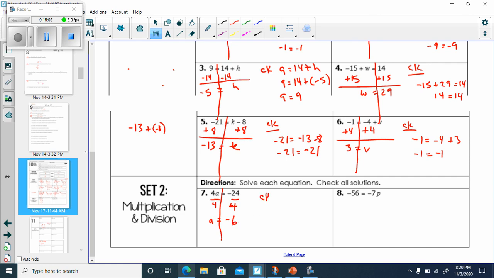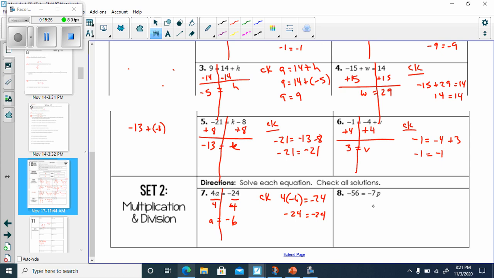How do we check ourselves? We plug this in, 4 times negative 6, and we see if that's negative 24. And yes, it is, because a negative times a positive would give you a negative. So the solution is negative 6.